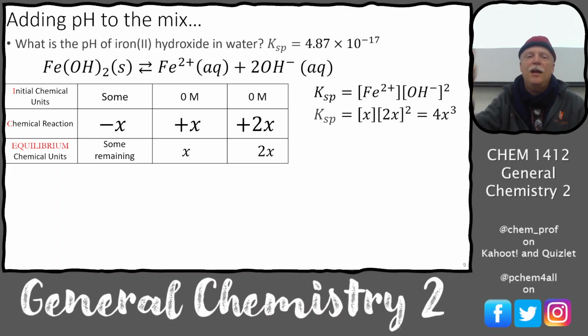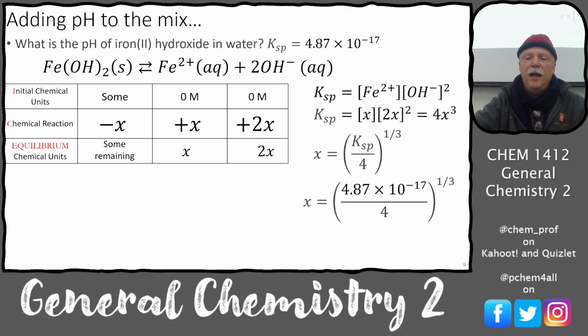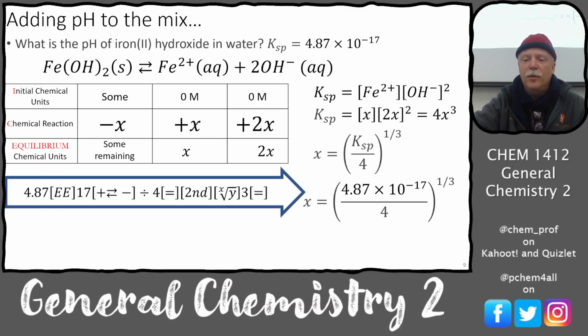So it's, again, the same kind of thing. It's an MA2 type substance, so 4x cubed. I solve for x, the molar solubility. I do the whole thing with the 4.87 E-17, change sign, divide by 4, equals. Then I hit the second function, the root key, 3, equals, and I get this number.